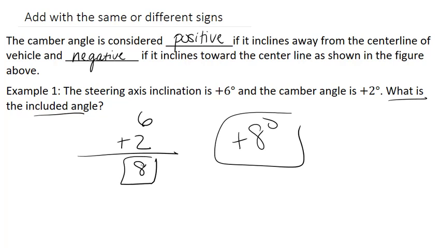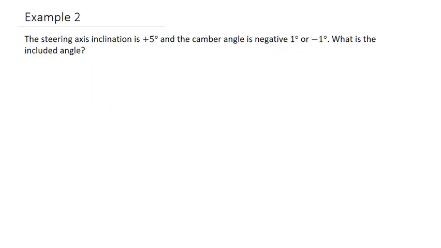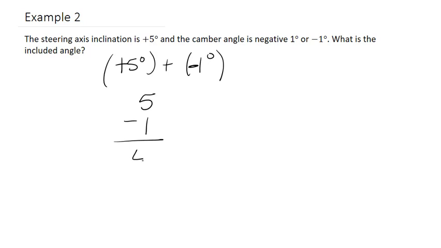Let's look at another example. Example 2. The steering axis inclination is positive 5 degrees, and the camber angle is negative 1. What is the included angle? Once again, we're going to add these two angles together. So we have positive 5 degrees plus negative 1 degrees, which we can show as 5 minus 1. So 5 minus 1 is equal to 4. So the included angle then is 4 degrees.